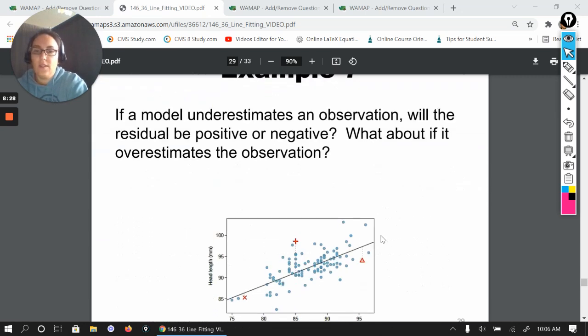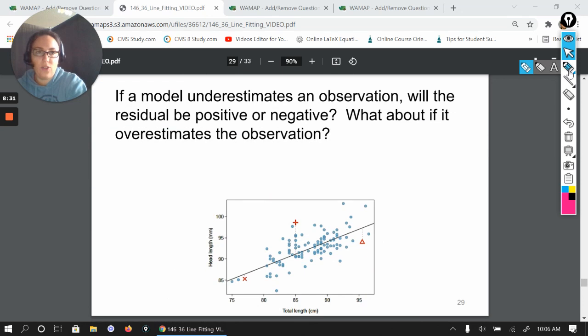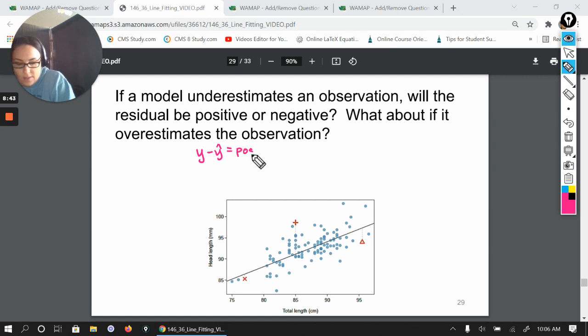Here's example 7. If a model underestimates an observation, will the residual be positive or negative? What about if it overestimates the observation? So y minus y hat, if that equals a positive value, that means that the model underestimated it. If y minus y hat equals a negative value, this means that the model overestimated it.